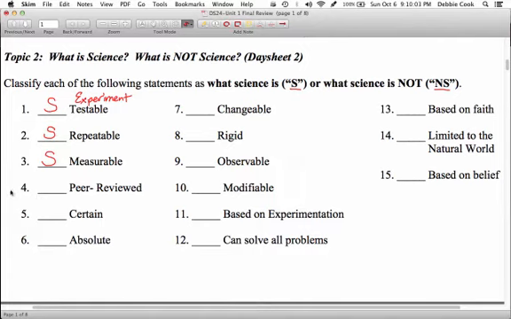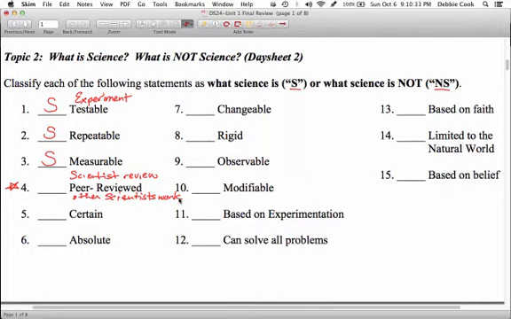Number 4 is asking whether or not science is peer-reviewed. And this is one of the ones that tends to trick people on the test. Peer-reviewed means people who are the same as you are reviewing your work. So this means that scientists review other scientists' work. Now here's the thing, scientists double check one another.